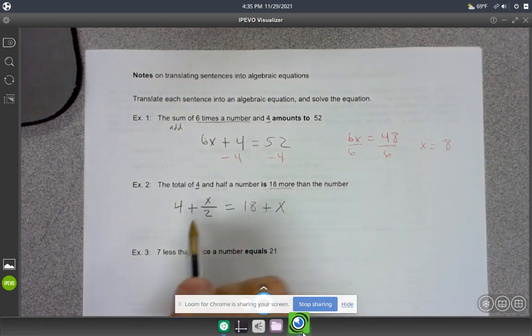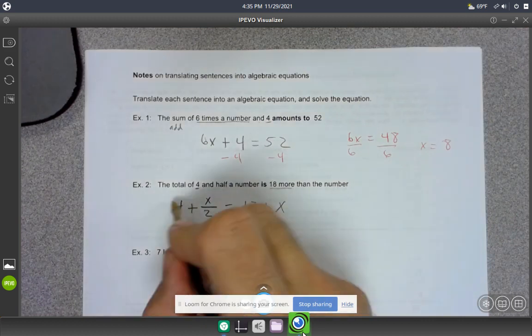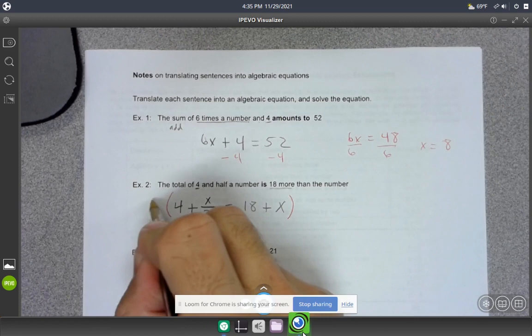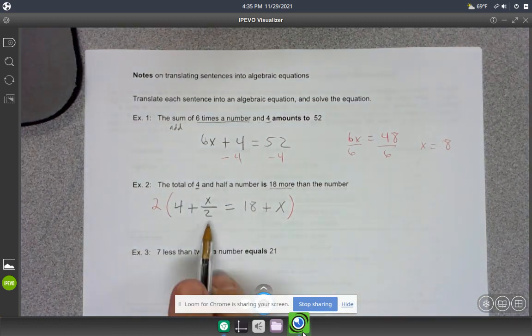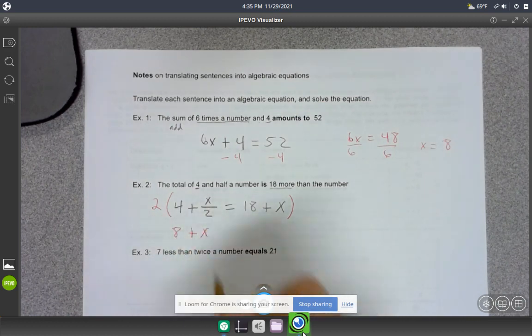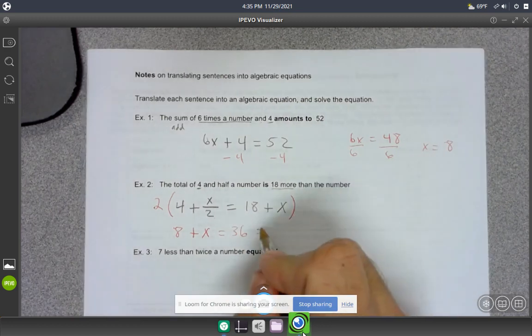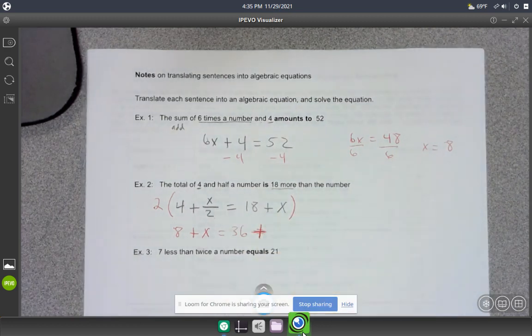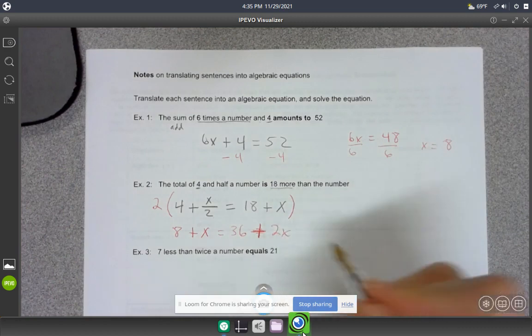So I'll show you how to solve one like this. It's not too crazy. I'm going to clear my denominator first. So I'm going to multiply this whole equation by 2 to cancel out the 2 there. So 2 times 4 will be 8. 2 times the x over 2 is just going to leave me with x. The dividing by 2 and the multiplying by 2 cancel each other out. 18 times 2 gives 36. And 2 times x, oh my bad, the plus sign in it. And 2 times x will be 2x.